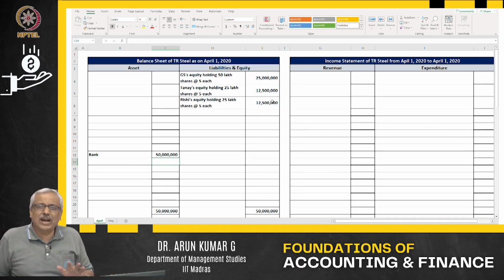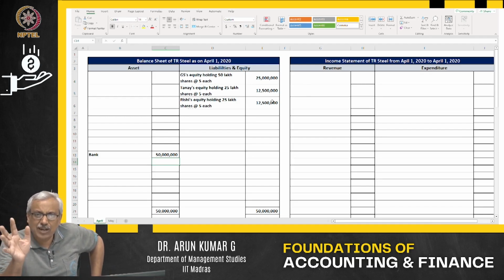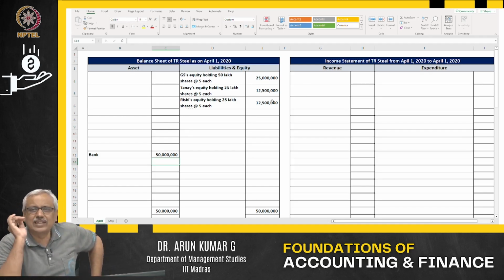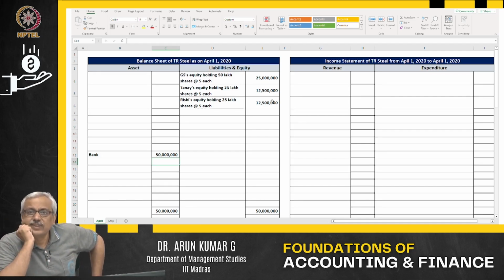So, this is complete. As of 1st of April, when the company was incorporated, capital has been contributed. This is how the beautiful balance sheet will look. The income statement will look blank, obviously, because no revenue is received or no expenditure has been incurred, and it is basically only this.